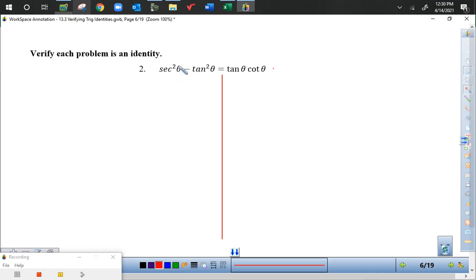Now, if we want to get secant squared and tangent squared on the same side, on your note card you had to move over the tangent squared, and when you did, you were left with the number 1, so we can make that substitution. Okay, that's as simple as it gets, so we need to move to the other side now. Now, what I want you to always focus on is what you're trying to get to.